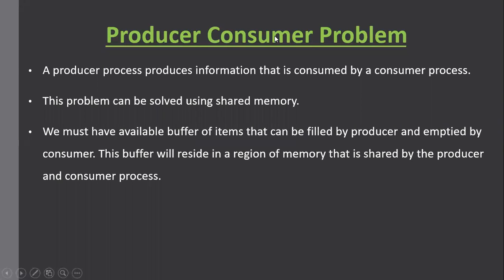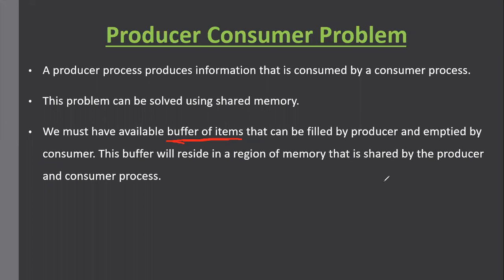Now, if the two processes want to communicate with each other, like the producer wants to produce some item and the consumer wants to consume it, there must be some buffer of items available that can be filled by the producer and emptied by the consumer. And this buffer will reside in the region of memory which is shared by the producer and consumer, so that both can read and write from that region. Okay, now we are saying buffer of items. If we talk about buffer of items, it can be of two types, bounded and unbounded.